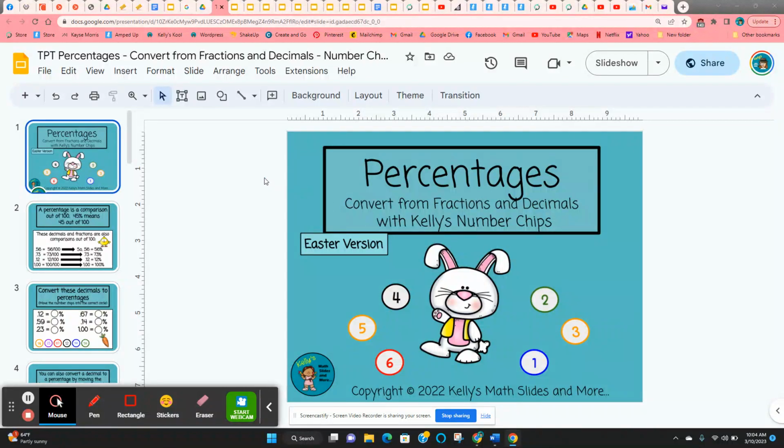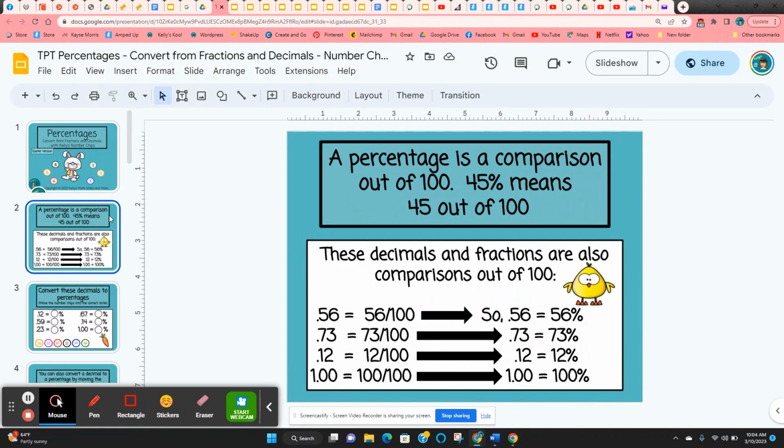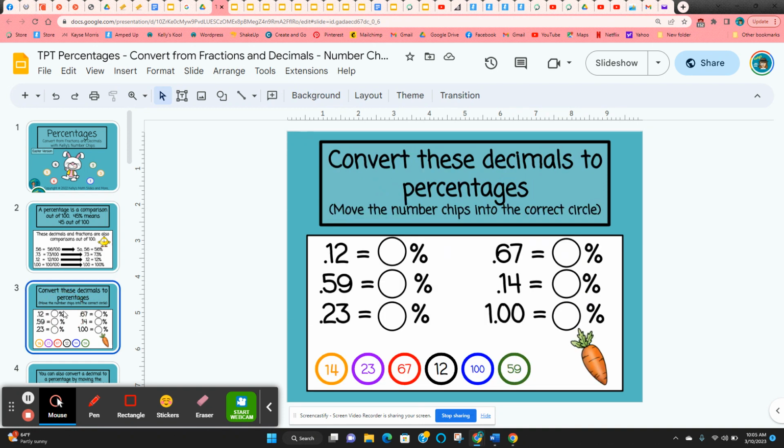Percentages with number chips, converting from fractions and decimals to percentages. This is the Easter version. It just starts out with showing students how it evolves from decimal to fraction to percentage. And then they start on slide 3.